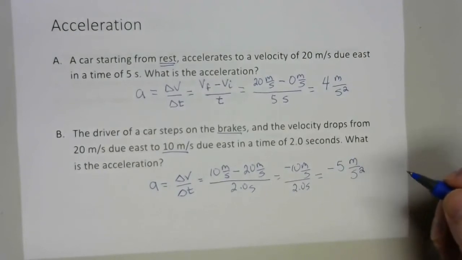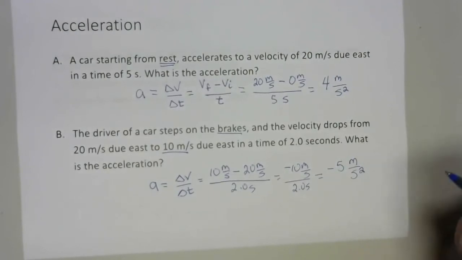There's nothing wrong with an acceleration or a velocity, for that matter, being negative, as it just indicates the direction. And since the acceleration is opposing the direction of motion, it is a negative value.